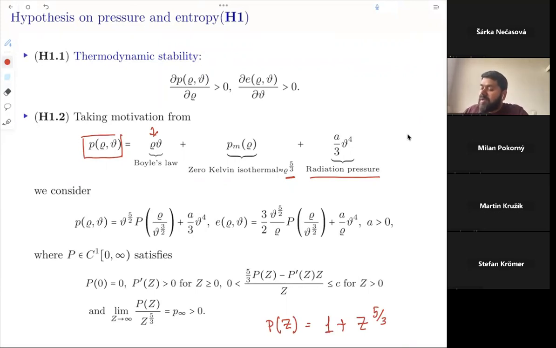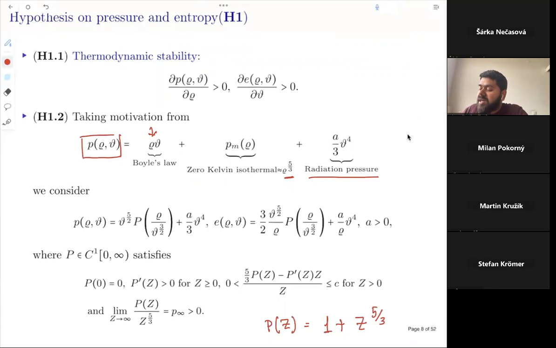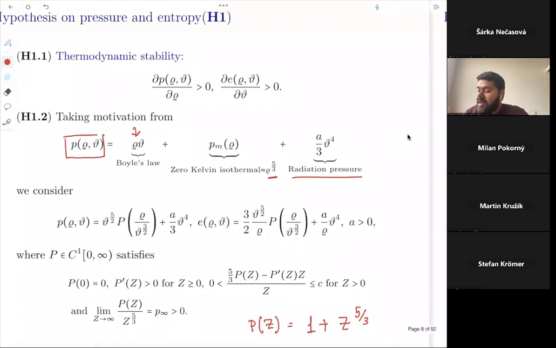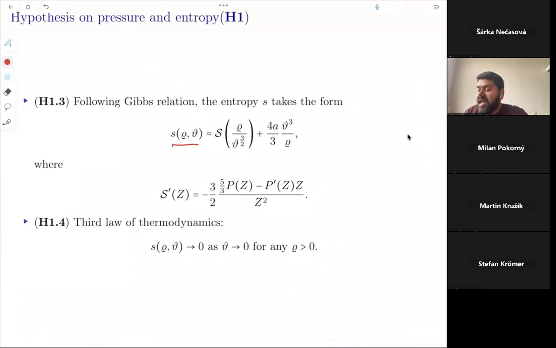Okay, so the purpose of considering very general pressure comes in the next slide. In the next slide, first thing, it has nothing to relate. We can consider the following Gibbs relation. For the entropy, we just recalculate things and we see that the entropy has this kind of particular form. And this particular form also helps us to assume another hypothesis, which is also called the third law of thermodynamics, which says that the entropy is going to 0 when the absolute temperature is going to 0. So this is the setup for our problem.